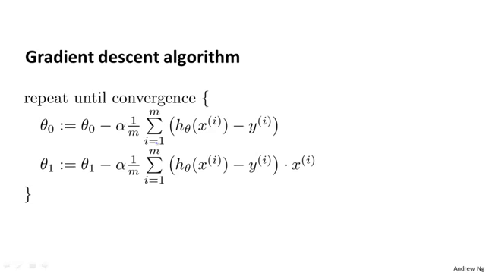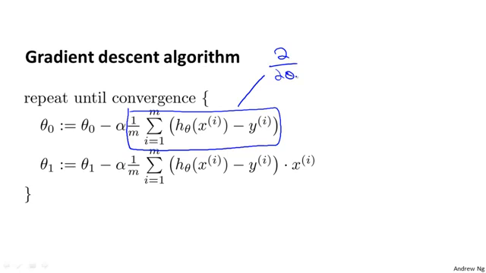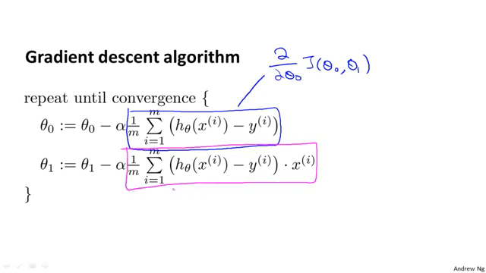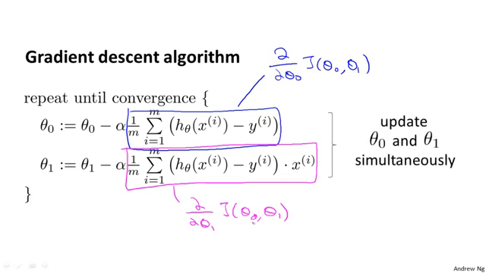so here's our linear regression algorithm. This first term here, that term is, of course, just the partial derivative with respect to theta 0 that we worked out on the previous slide. And this second term here, that term is just the partial derivative with respect to theta 1 that we worked out on the previous slide. And just as a quick reminder, when implementing gradient descent, there's actually this detail that you should be implementing it so that you update theta 0 and theta 1 simultaneously.